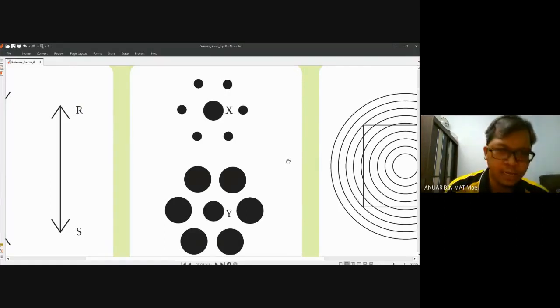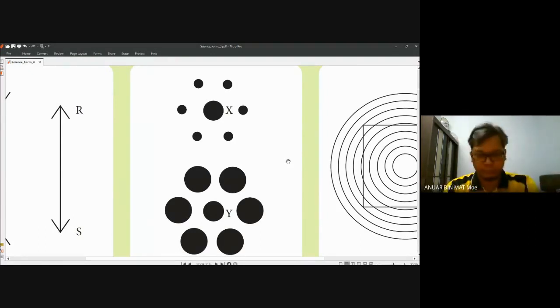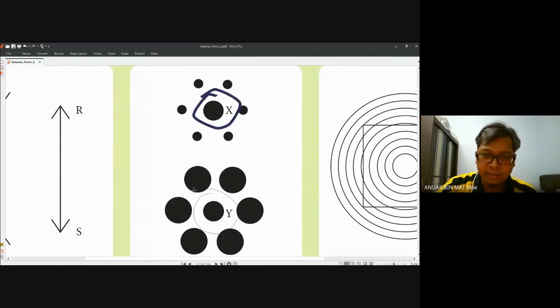Okay, between X and Y here, which one seems to be the larger circle? Circle X or circle Y? Which one do you think has the larger circle? I think here circle X is much larger. If you see a glimpse of it, circle X is much larger than circle Y.